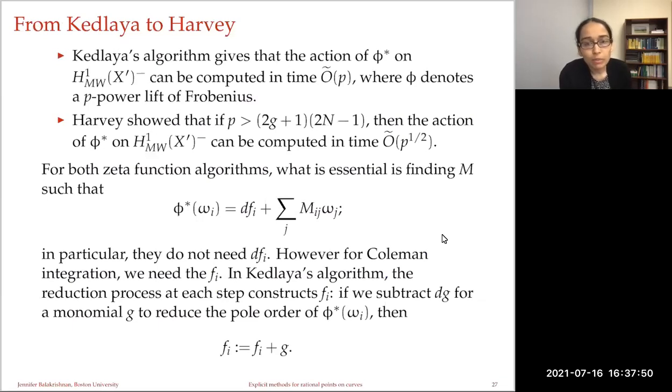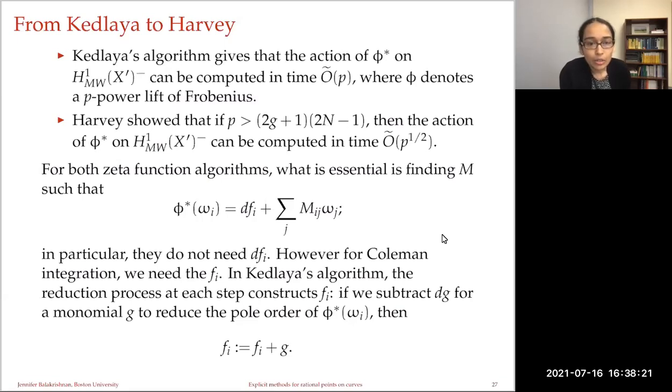Now, Harvey showed that if p is sufficiently large, then this action can be computed in time soft O of root p. For both zeta function algorithms, what is needed is finding this matrix M of Frobenius, and they don't need the error terms, these terms dfi along the way that you're subtracting off. But for Coleman integration, we really do need those fi. They give us the constant of integration, essentially.